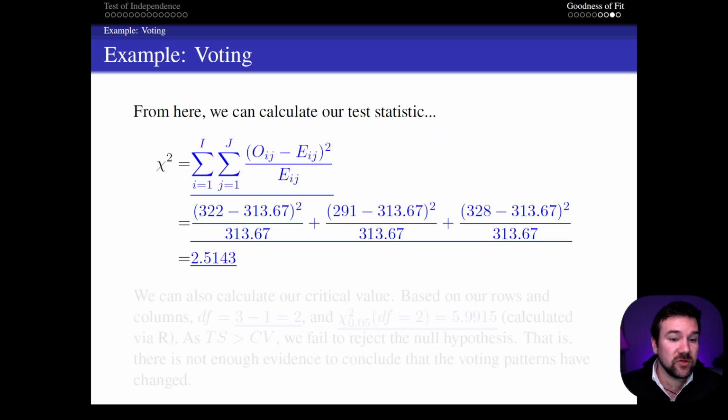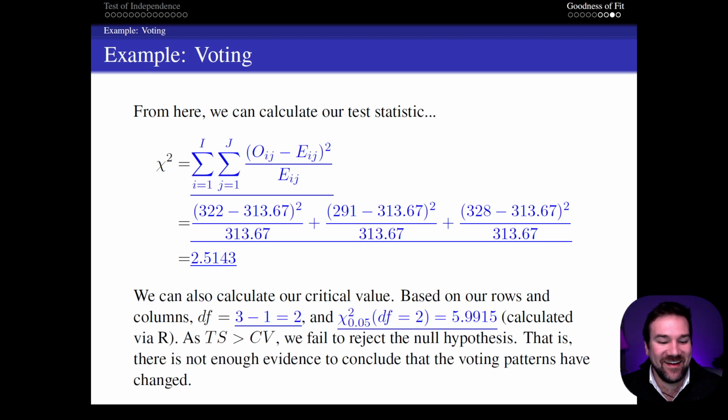From here, we have the observed and expected. We calculate this. I got 2.5143. Hopefully you did too. For the critical value, this was actually the same critical value as the one I just did. But if you calculate it yourself, hopefully you got the same thing. 3 columns, so 3 minus 1 is 2 degrees of freedom. Chi-squared 0.05, and again the 0.05 is in the upper tail. So we get 5.9915 as our cutoff.